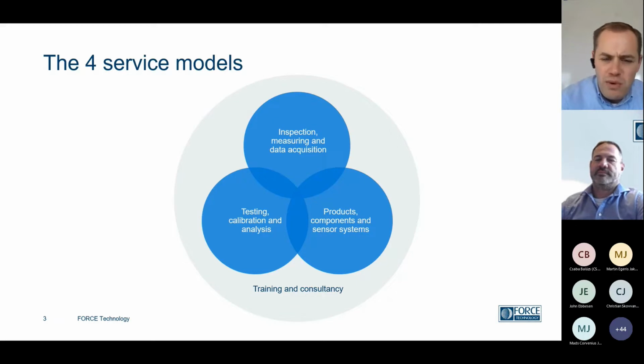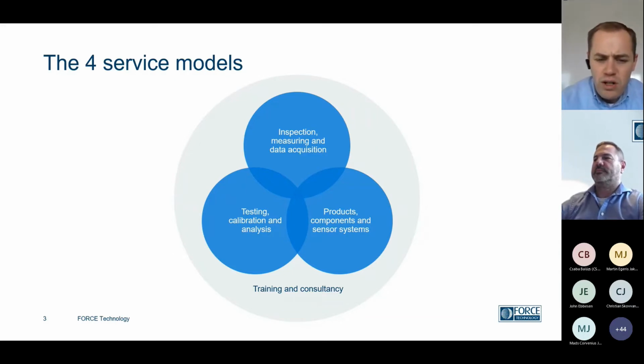Number 1, inspection, measuring, data acquisition. This is where we're going out to our customers and doing service at their facilities or in the field. Testing, calibration, and analysis. That's where Rian and I are coming from. That is usually where the customers are sending their products, their materials, their items to us, and we're doing testing on them in our facilities.